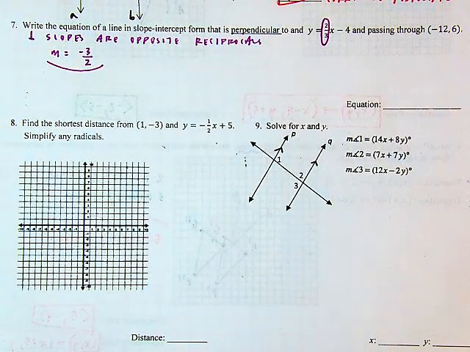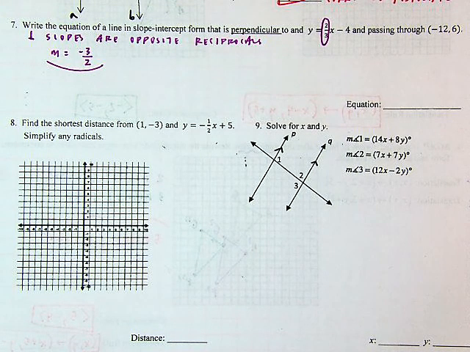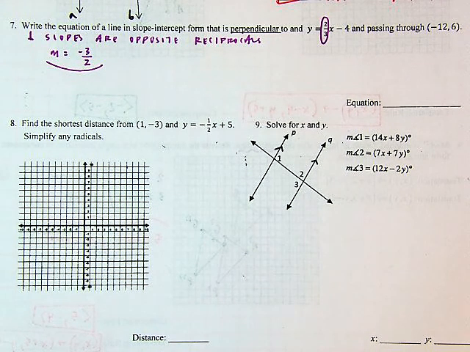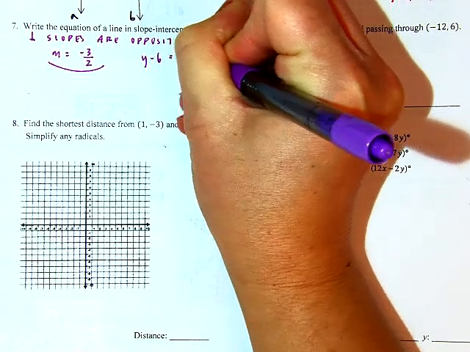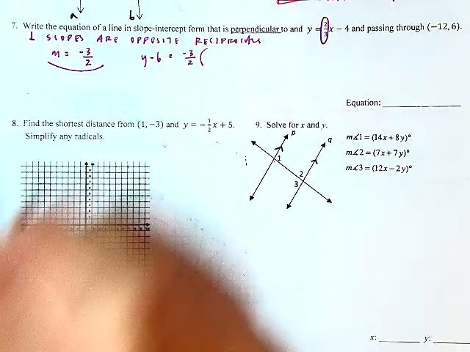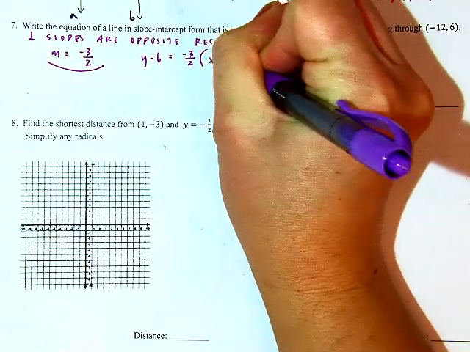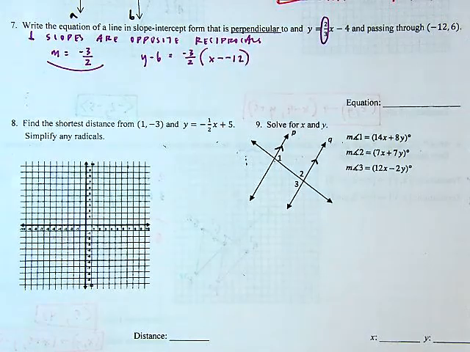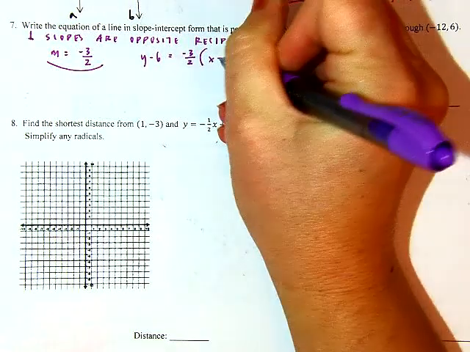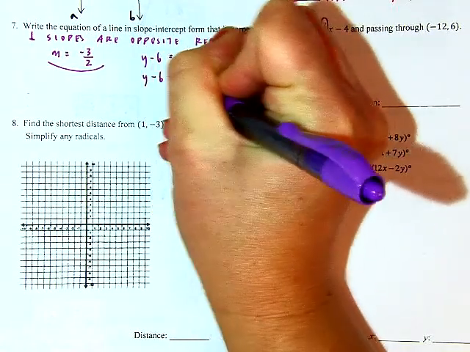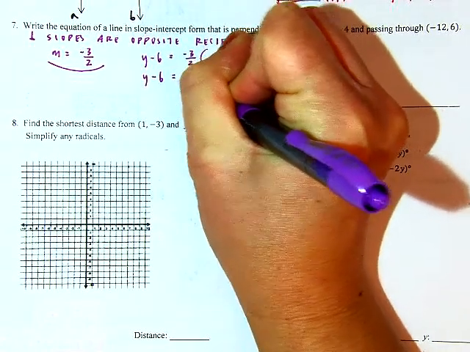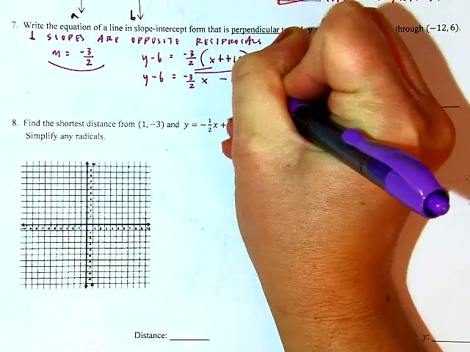The way that we've been showing you guys how to get into slope-intercept form is to start with point slope and then convert it into slope-intercept. So I'm going to go ahead and plug into point slope form. So y minus 6 equals -3/2 of x minus -12. When I subtract a negative, it goes to a positive. I distribute the -3/2. So y minus 6 equals -3/2 of x minus 18.